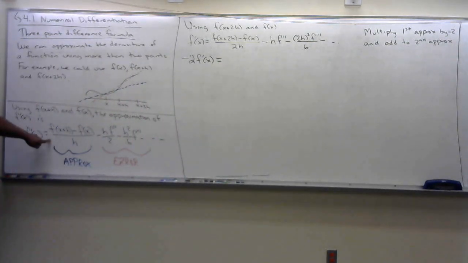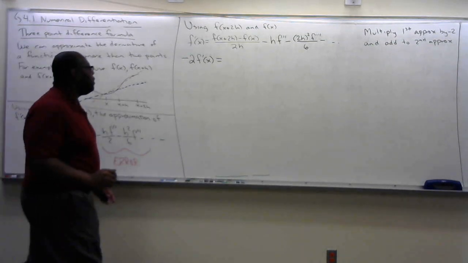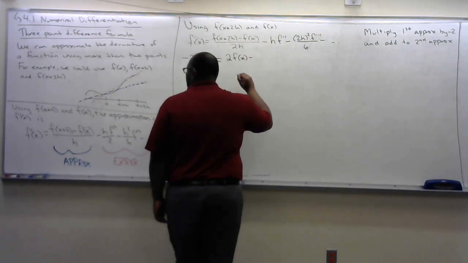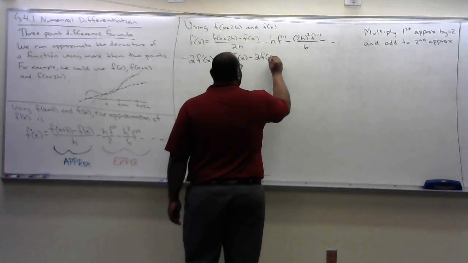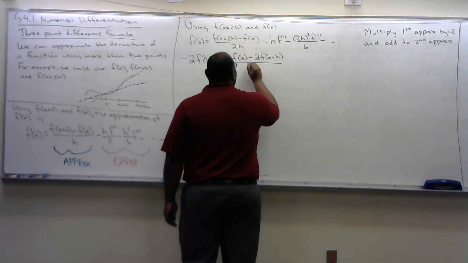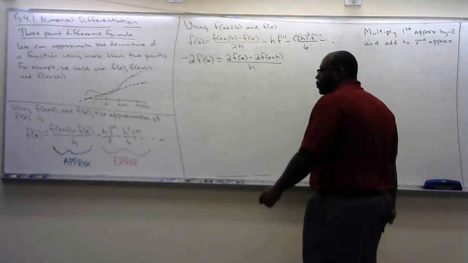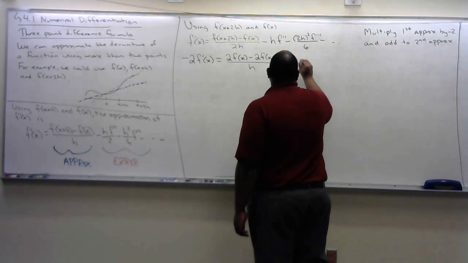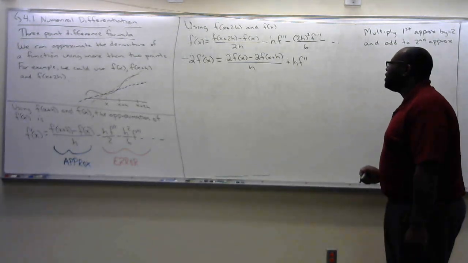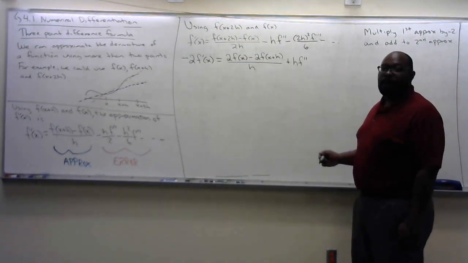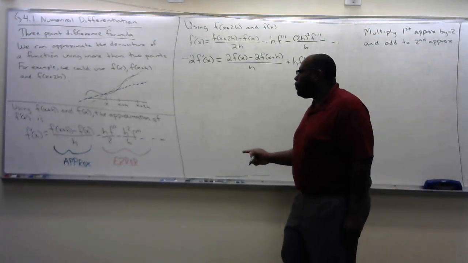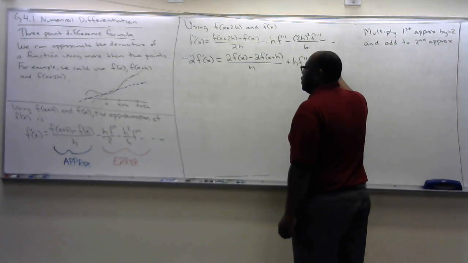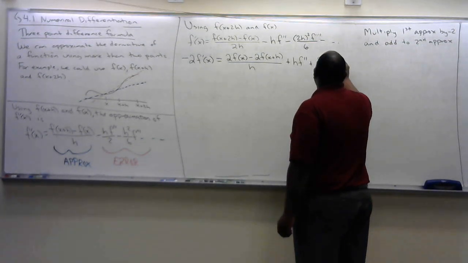When I multiply this by -2, I flip this, and I get 2 f of x minus 2 f of x plus h divided by h. When I multiply this by -2, I get plus h f double prime. Oh, that makes me happy, because when I add these two together, I'm going to get 0. And when I multiply this by -2, I get plus 2h squared over 6 f triple prime.